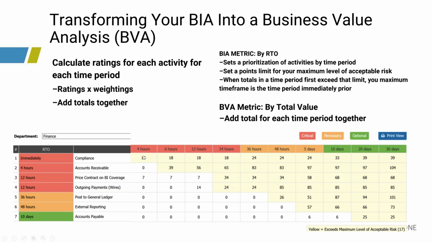I'm going to add all those impacts up together. For BIA, I'm going to have a maximum level of risk. When it exceeds that, that's unacceptable. Last acceptable RTO. Pretty basic BCP 101. But for my value metric, what I'm going to do is I'm going to add these all up. And that score is going to be what value it brings to the organization.